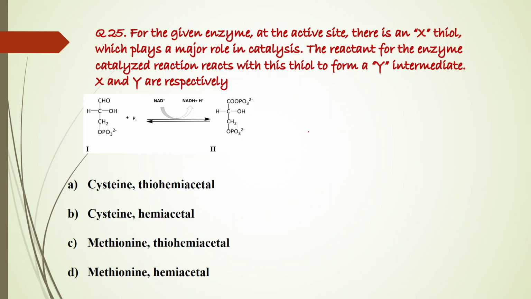Okay, moving to the next one. Fine. So it says for the given enzyme at the active site there is an X-thiol which plays a major role in the catalysis. The reactant for the enzyme catalase reaction reacts with this thiol to form Y intermediate. What is X and Y?